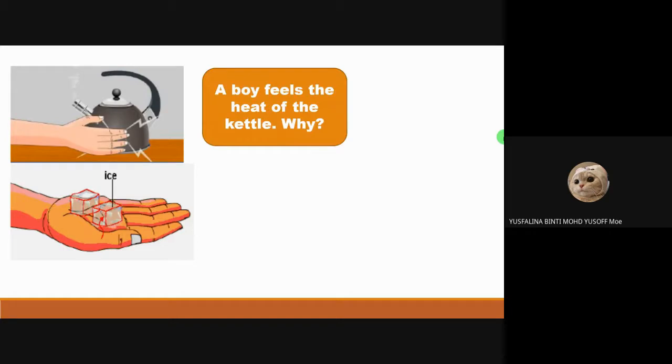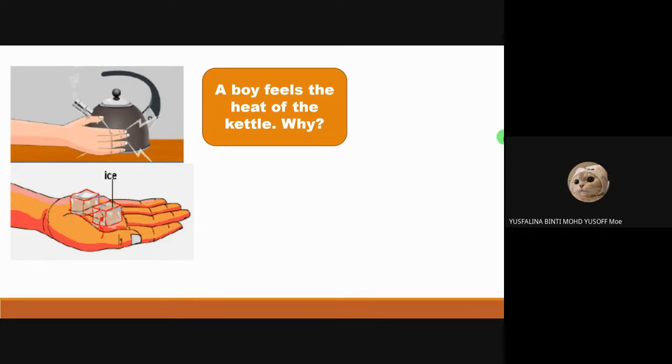The second example: let's say you hold a hot kettle. A boy feels the heat of the kettle. Why? Because the heat of the kettle is transferred to the hand of the boy. This is to generate the idea that heat is transferred from the hot object to the cold object. And then for the ice, why is ice melting on your hand?